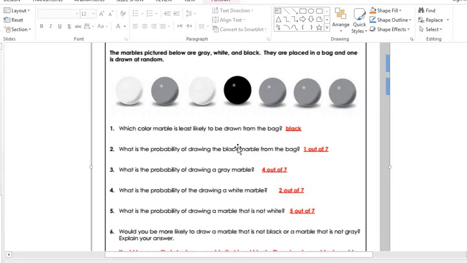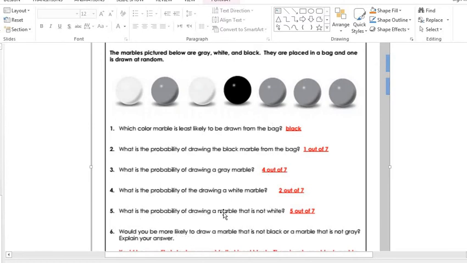What's the probability of drawing the black marble from the bag? The black marble is just 1 out of what? Out of 1, 2, 3, 4, 5, 6, 7. Don't forget to count also the black one. So it will be 1 out of 7. What is the probability of drawing a gray marble? I have here 4 out of the total 7. What is the probability of drawing a white marble? 2 out of 7.